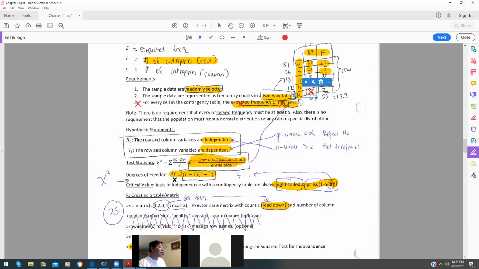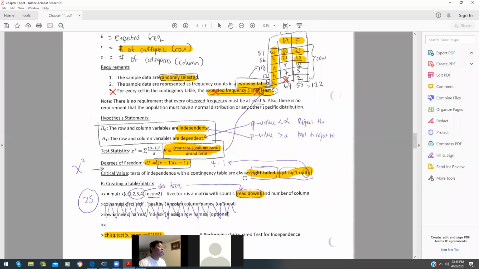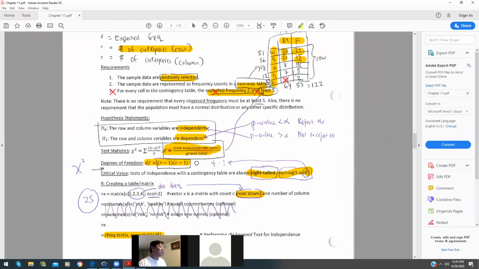And then the degree of freedom is R minus 1 times C minus 1. So R minus 1 is you take the row, 5 minus 1, that is 4. And then C minus 1 is the column. We got 2 minus 1, so it's 1. So you just take 4 times 1, that is 4. So that is your degree of freedom. That is used to find your critical value. Again, it's the same thing, 1 minus alpha with the degree of freedom, in this case, 4. Okay.